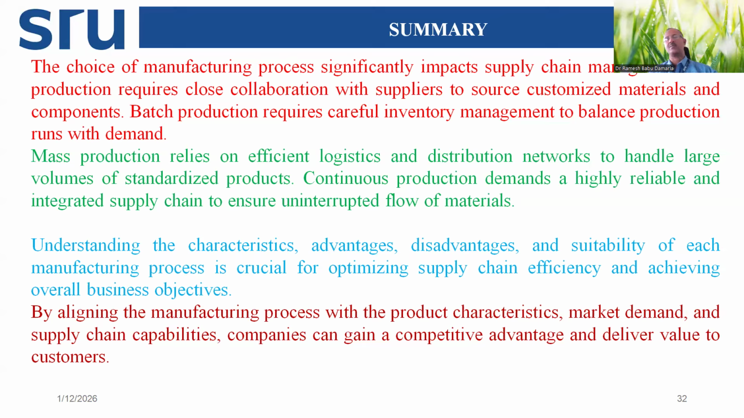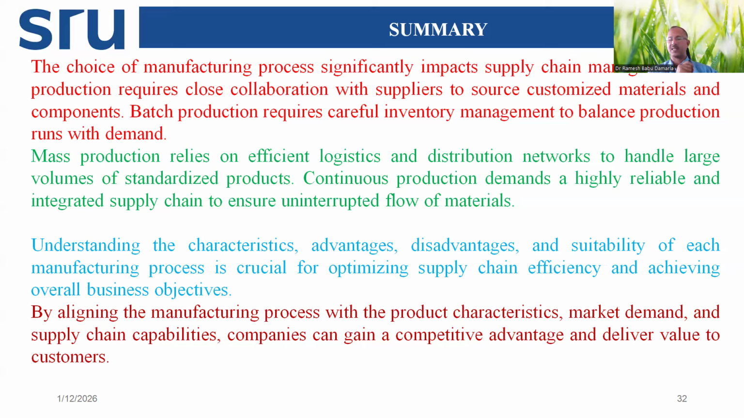You are able to make mass quantity. So your logistics and distribution networks to handle large volumes of standardized products become a dominant factor. And continuous production demands a highly reliable and integrated supply chain to ensure uninterrupted flow of materials. Understanding the characteristics, advantages, limitations, and suitability of each manufacturing process is crucial. This is to optimize supply chain efficiency and achieve overall business objectives.